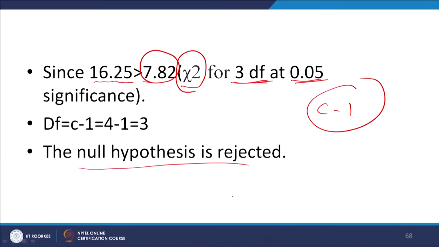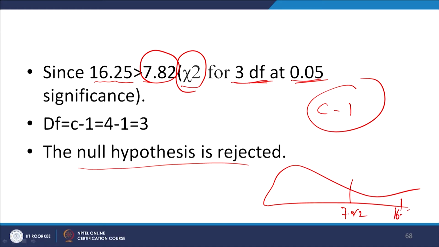The null hypothesis is rejected. Why? Because if you look at the table value, it is 7.82 and the calculator value is somewhere around 16, right. So this means the null hypothesis is rejected. So, what is the null hypothesis? The null hypothesis said that the median scores of all the restaurants are the same, right. So that is rejected. That means there is a difference between the median scores of the restaurants.